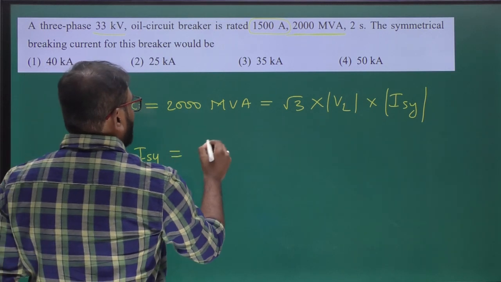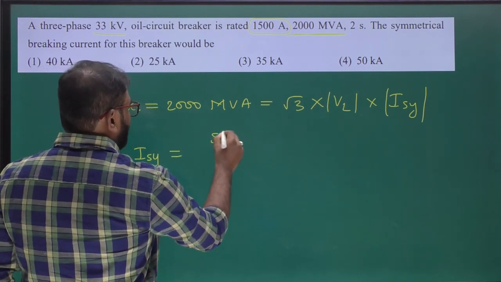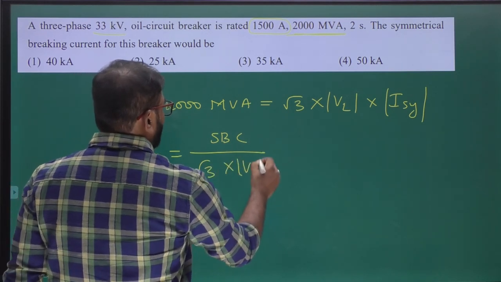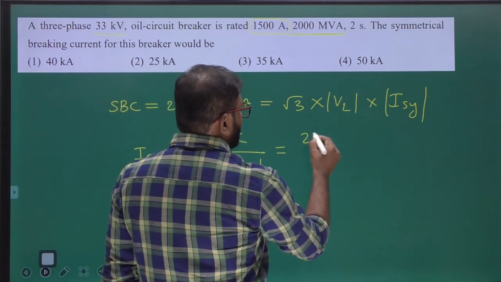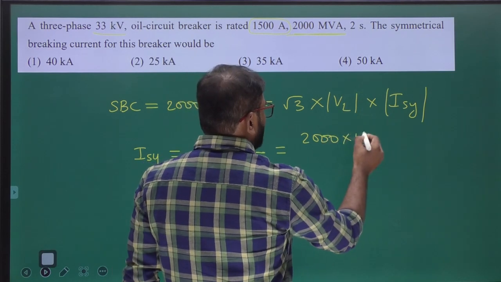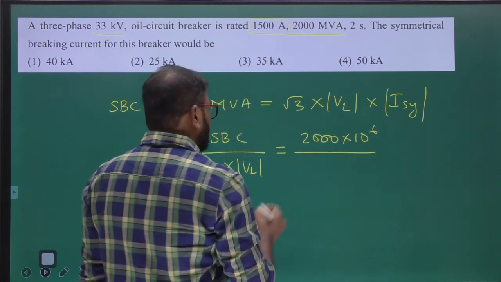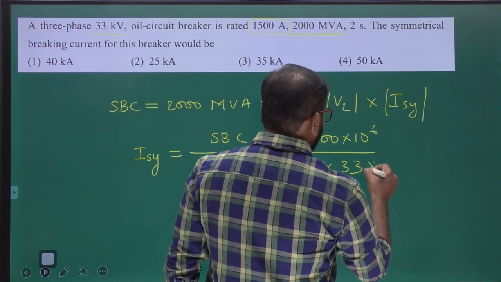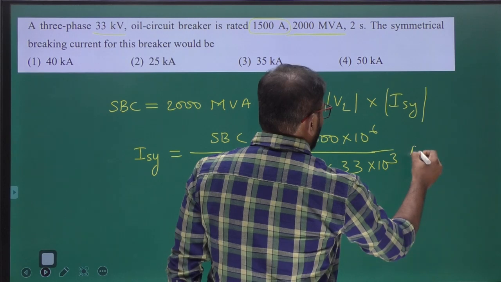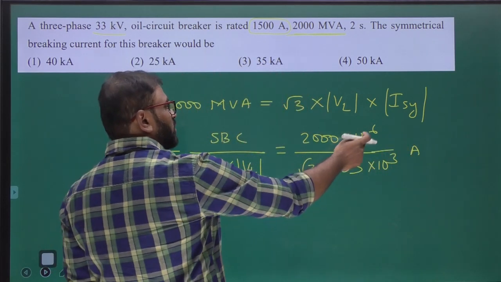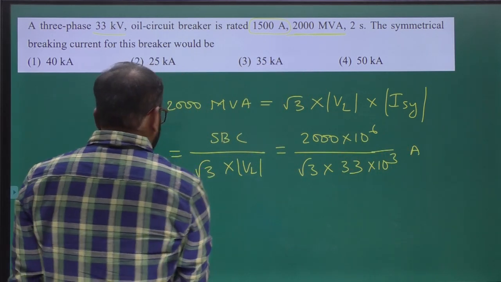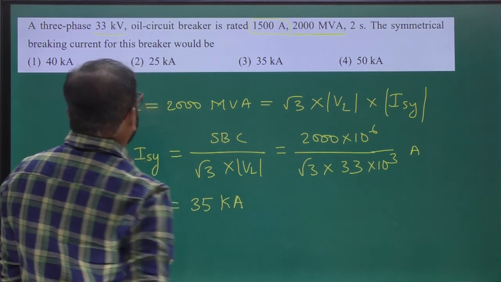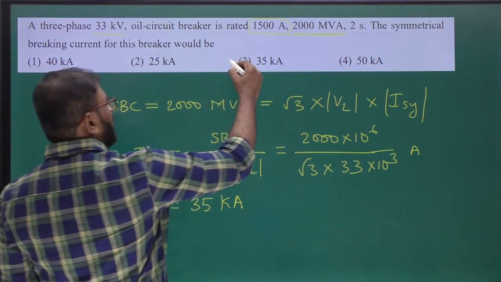The ISY is the symmetrical breaking capacity by root 3 into VL. From here, let's calculate the symmetrical breaking capacity: 2000 into 10 power 6 divided by root 3 into 33 kV, right? VL is 33 into 10 power 3, so that you will get it in amperes. If you want it in kilo amperes, this should be taken 10 power 3. If you solve this, we get the answer as approximately 35 kilo amperes. So the option is 3.